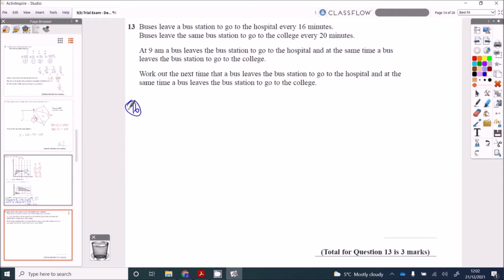So we know one leaves at 9 a.m. and then it's every 16 minutes. So 9:16, 9:32, 9:48, and then let me think, 10:04, 10:20, and so on. Let's just stop there for now.